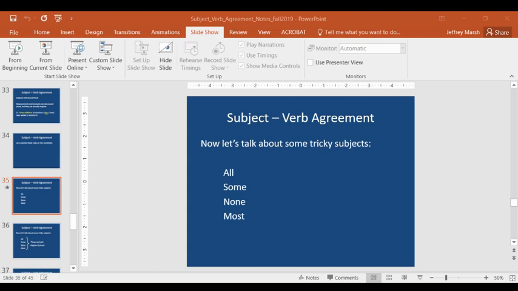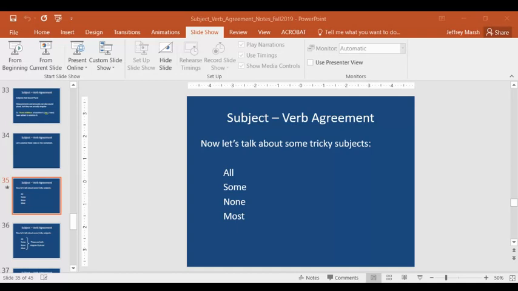Okay, so today we're taking a look at the other half of subject-verb agreement rules. This should be really fast. We're taking a look at some tricky subjects that we have. So subjects like all, some, none, and most are tricky because they're both singular and plural.